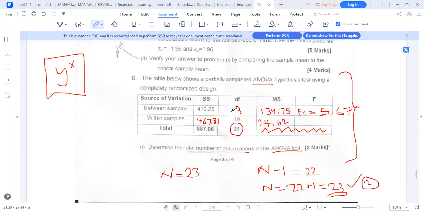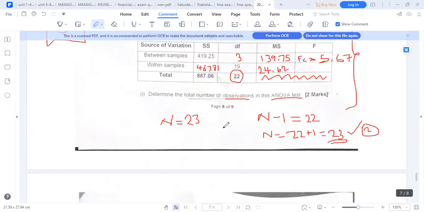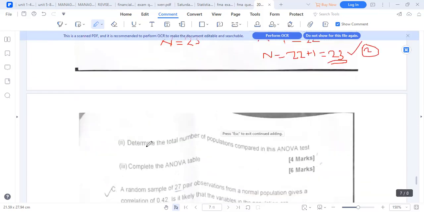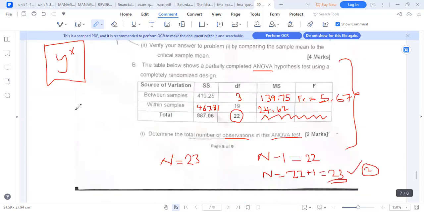Then this k stands for the number of populations. So if we have 3 there, how many populations do we have? Two. That's the opposite. Determine the total number of populations. If k minus 1 is equal to 3, what is k? 4. 3 plus 1, which is 4. Please don't lose marks carelessly like that.